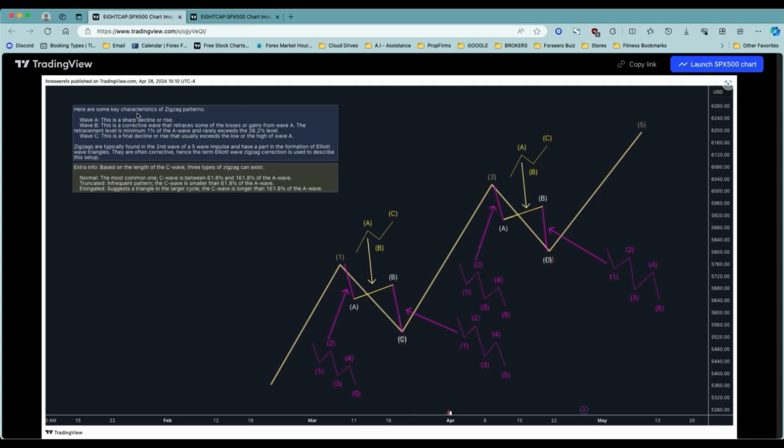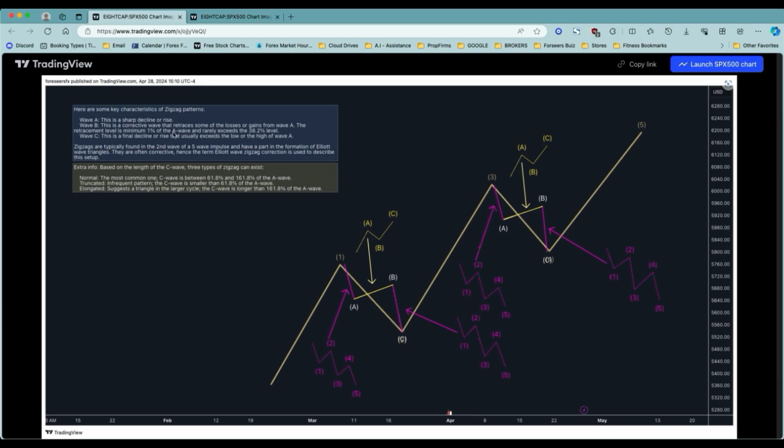So here are some key characteristics of zigzag patterns. This is the main one. This is just extra info for all you nerds. Wave A, this is a sharp decline or rise. As you can see, for wave A, in this case, it would be a sharp decline. Bam, going down.